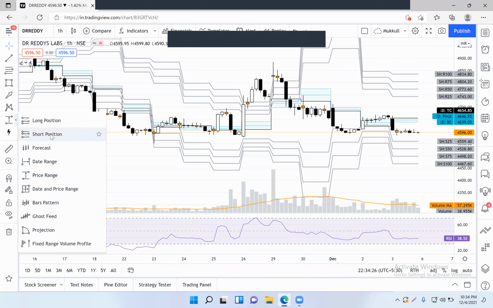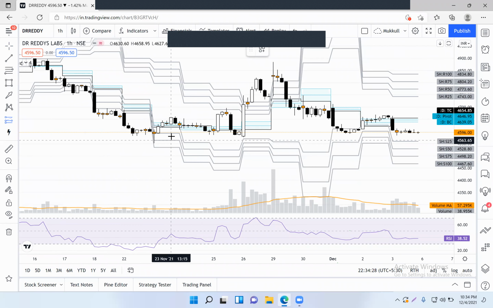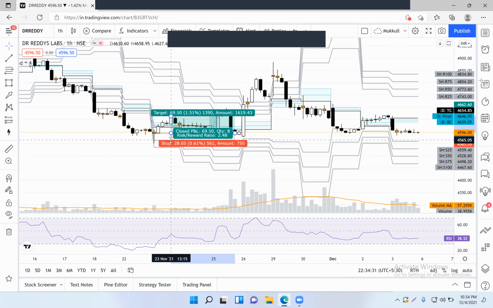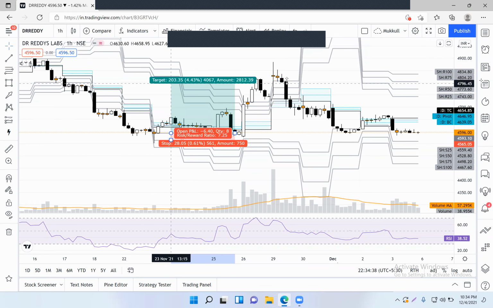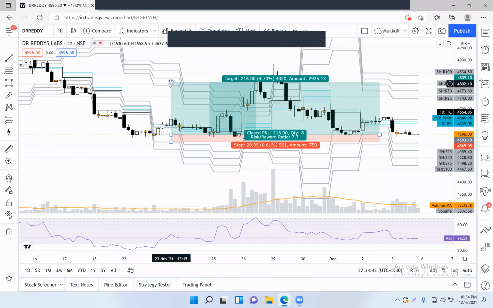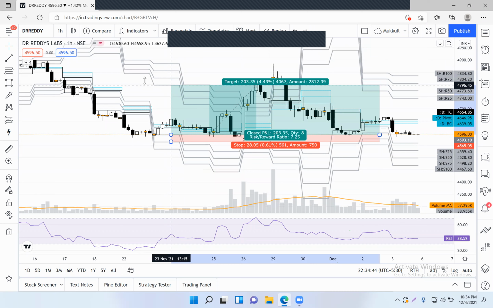अगर मैं आपको इस पे RR भी दिखा दूँ, if I show you the RR here, okay, here was your entry. What is your stop loss? 0.61%. This was your exit somewhere. Okay, 4.5%. What is the RR? 1:7. Very free trade. Okay, very free trade.